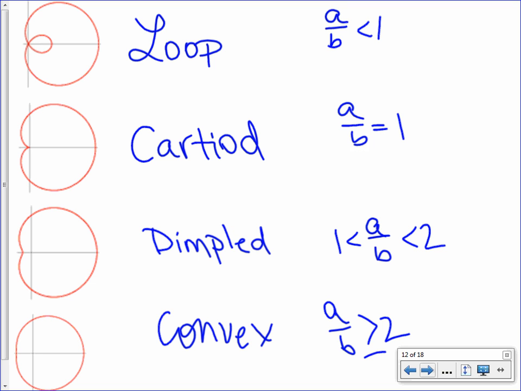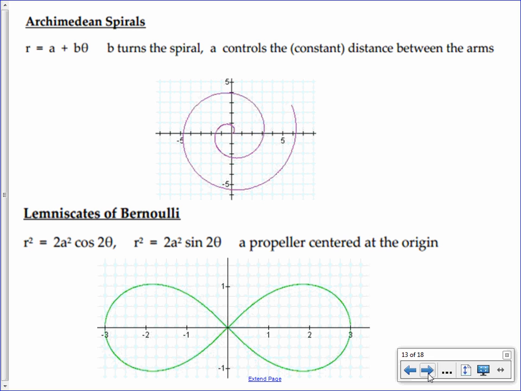Okay. Last ones. Oh, these aren't the last ones, but you don't have to write these down. You don't have to remember these, but these are some cool ones.